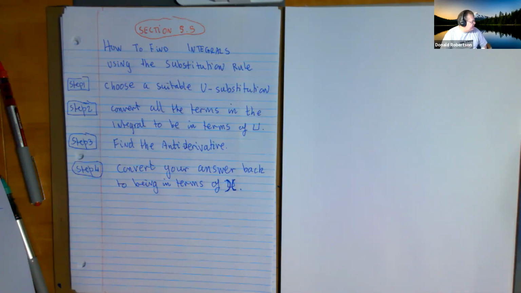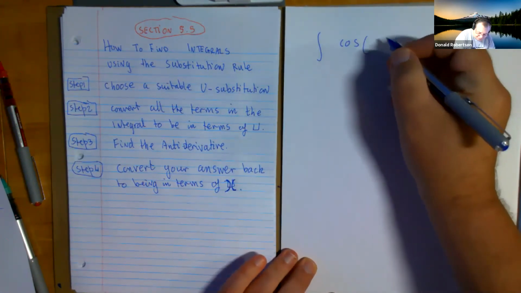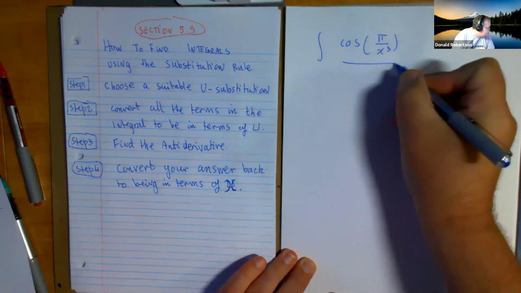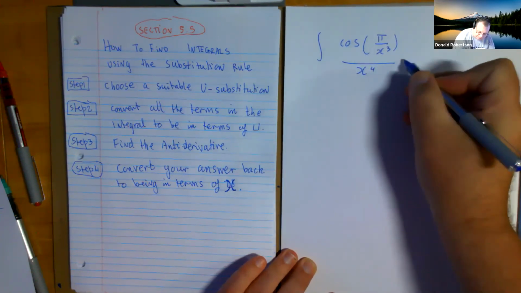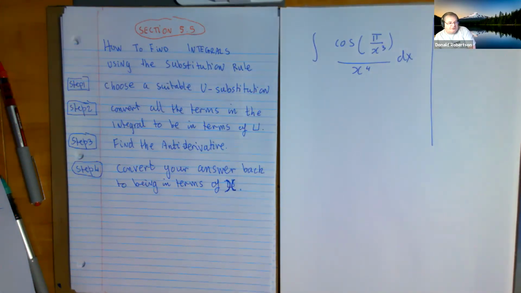Let's see if I can find some special weird one. Right. Sometimes you just have to trust the process. Now you look at that, that is one weird looking integral. The cosine of pi over x cubed, all over x to the 4.